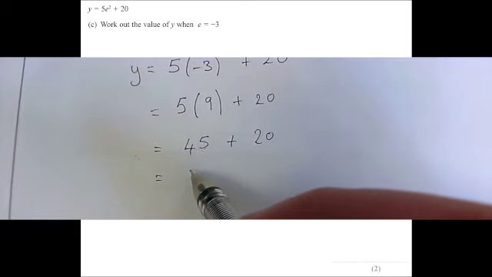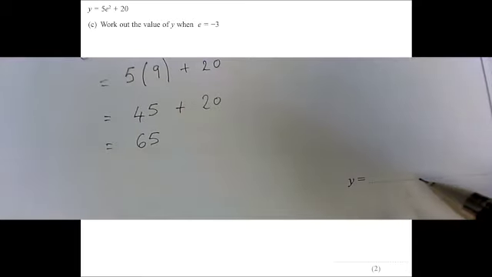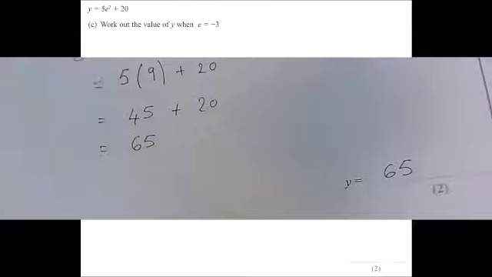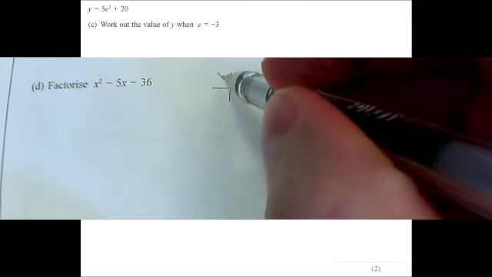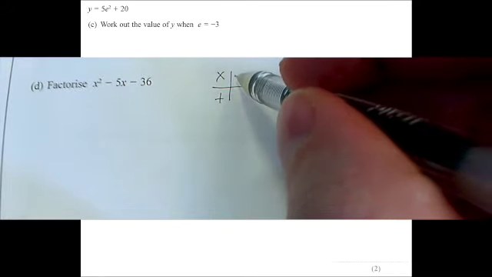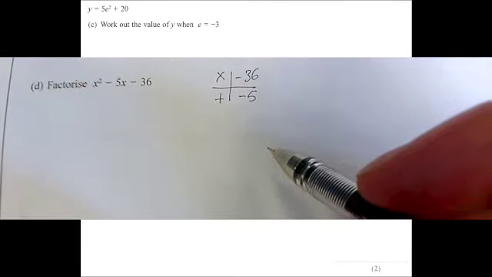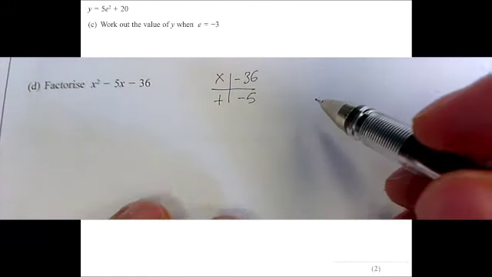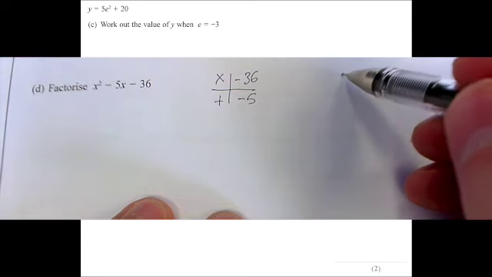Okay, and the last part, perhaps the hardest part, is the factorization. So we've got to factorize x squared minus 5x minus 36. The way to do this is, I would do a little grid like this, with times and a plus. I've got to find two numbers that multiply to make minus 36, but add together to make minus 5. And I don't know what they are, so I'm going to go through the factors of 36 until I find factors that have a difference of 5.